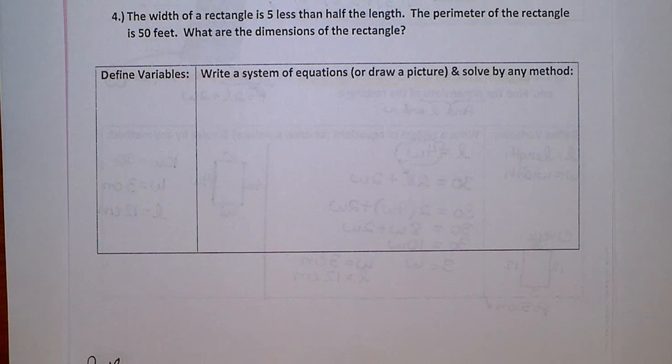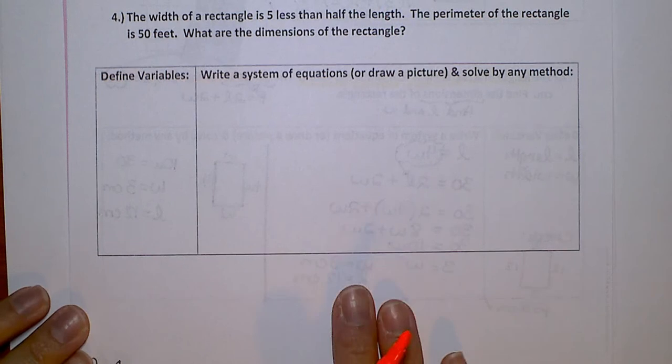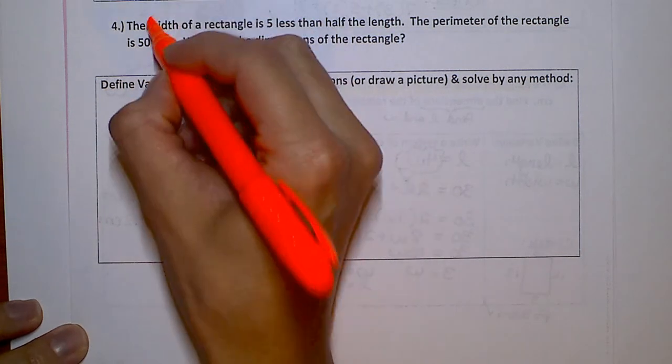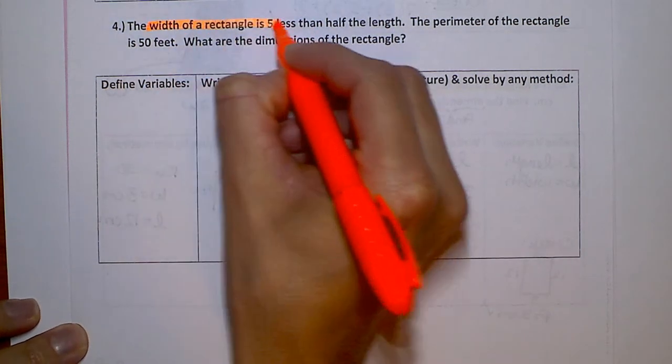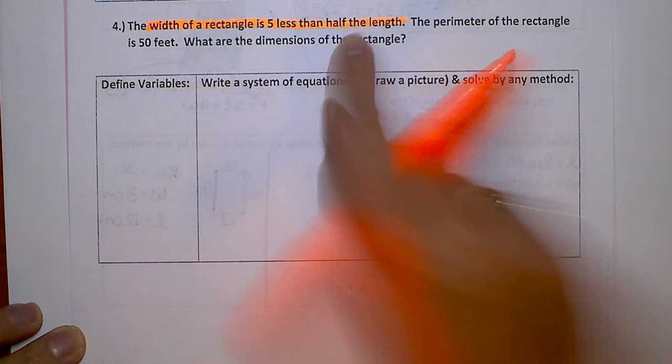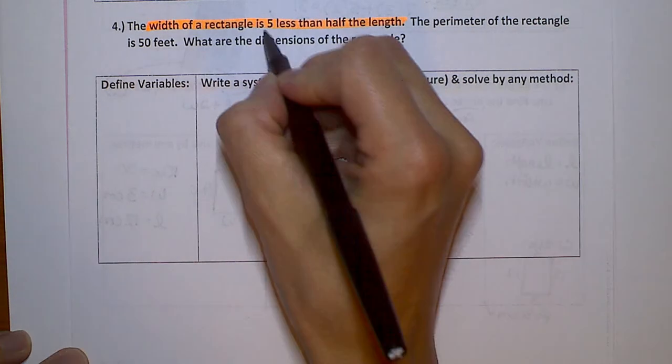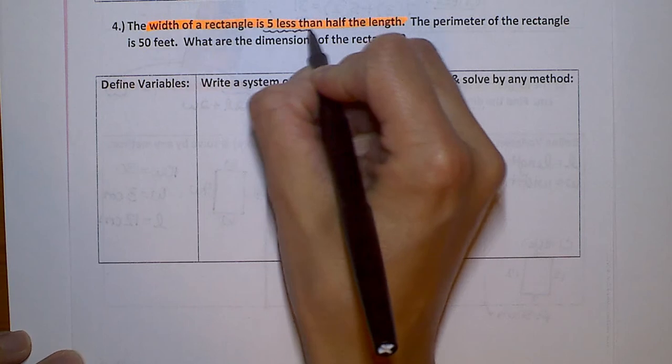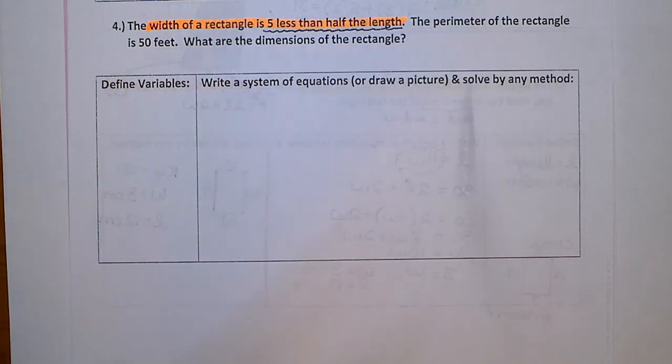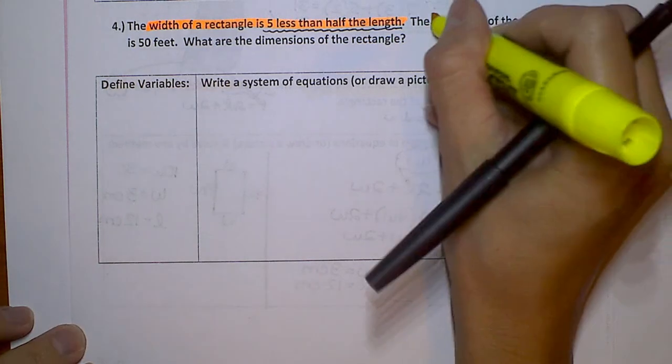Now for example number 4, we're going to do another perimeter problem. This time it says the width of a rectangle is 5 less than half the length. Oh my goodness, be very careful here. So be careful with 5 less than half the length. The perimeter of the rectangle is 50, so that's another key information.